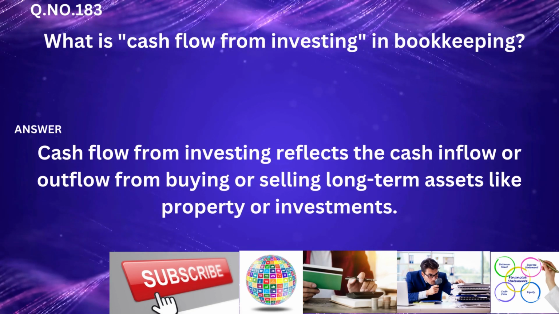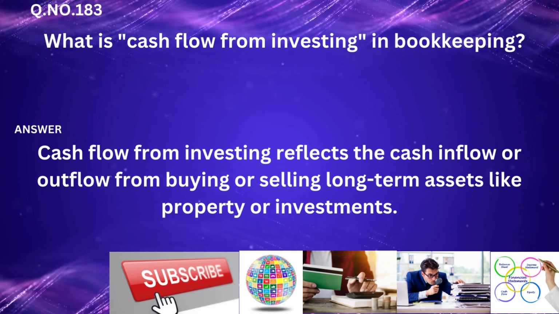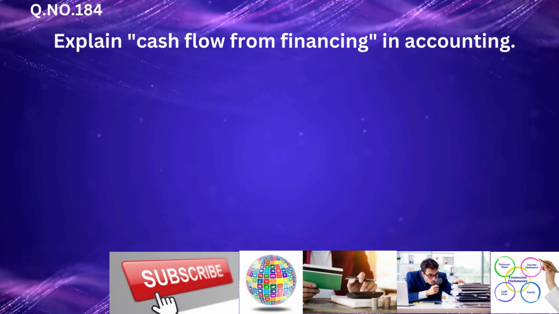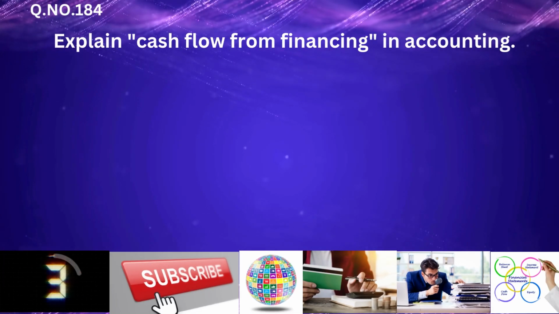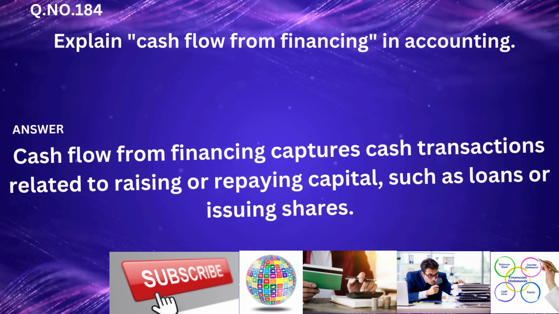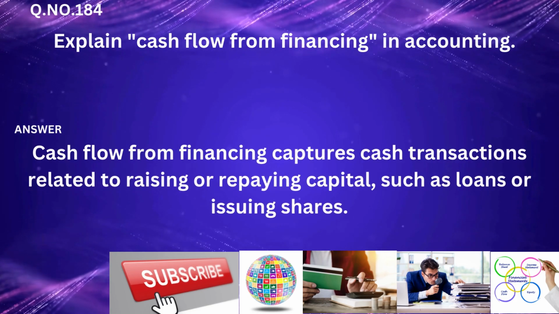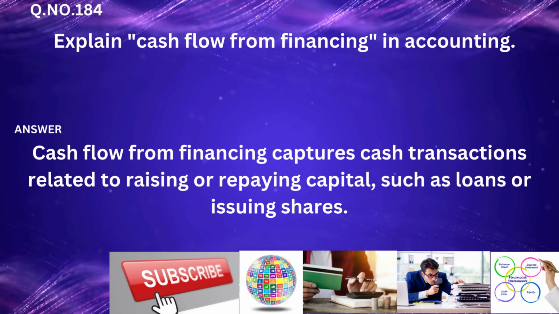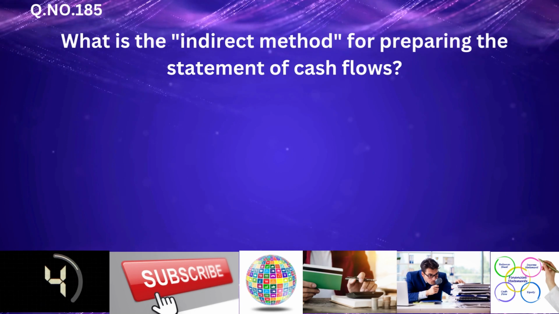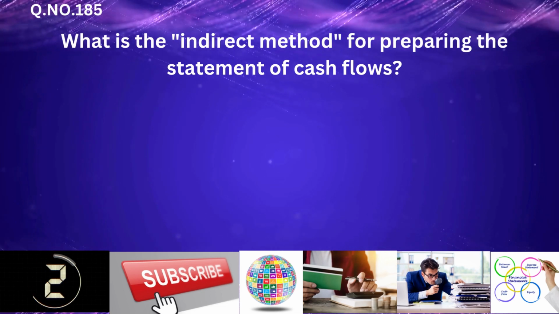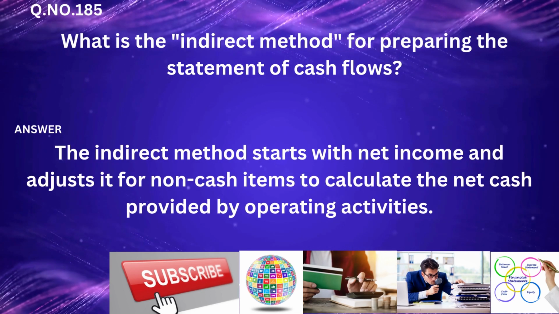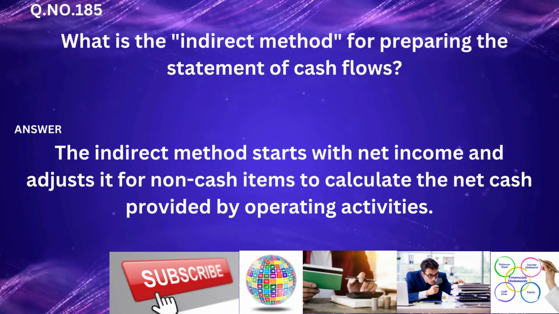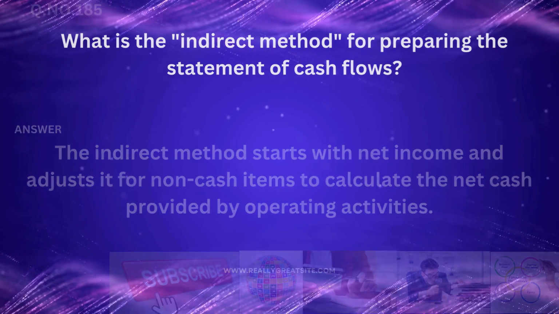Question 186. What is the direct method for preparing the statement of cash flows? Answer: the direct method reports individual cash inflows and outflows from operating activities without starting with net income. Question 187. Define cash equivalents in bookkeeping. Answer: cash equivalents are short-term, highly liquid investments that are easily convertible to cash and have minimal risk of value change.